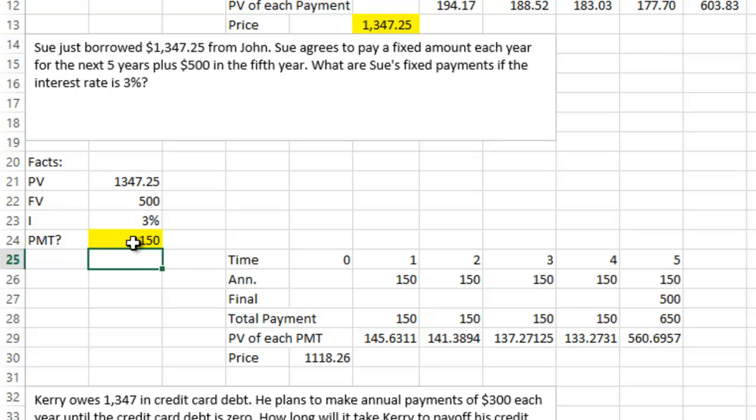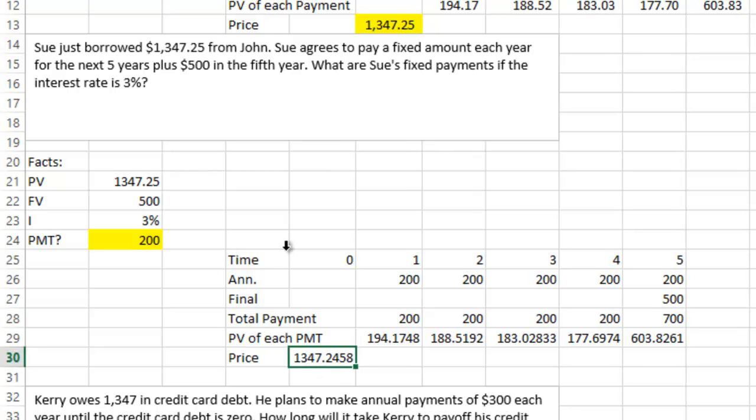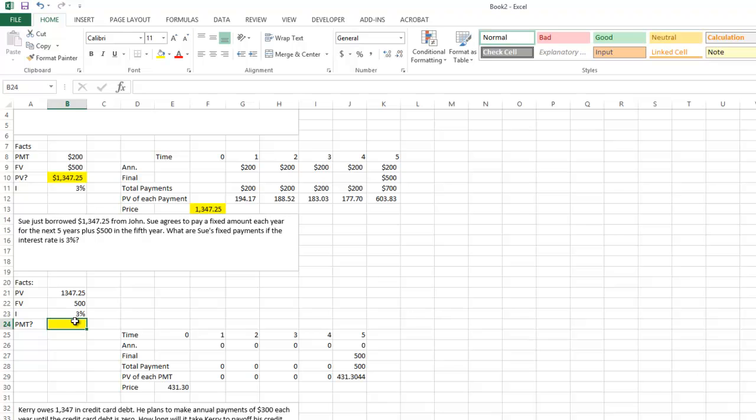And I see that I'm below, so I'm going to go up maybe to $200. And I notice that I'm getting pretty close to the answer I want, or at least close enough. Now, there's another way I can do this by using Excel's Goal Seek.